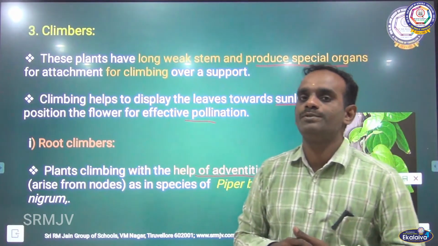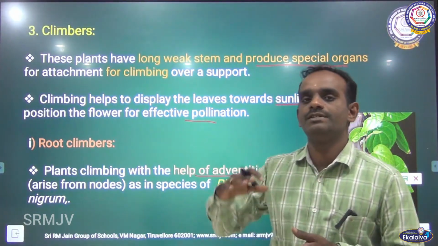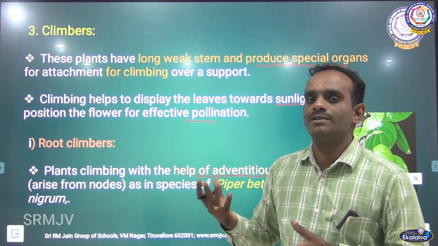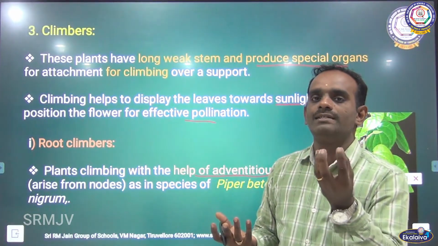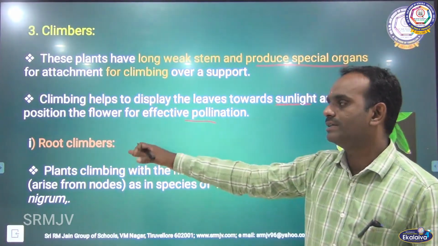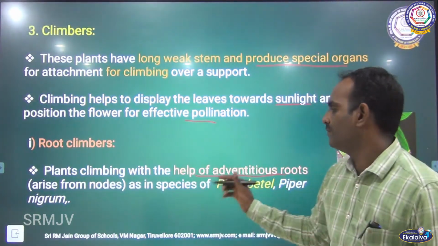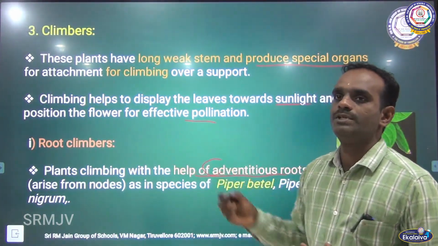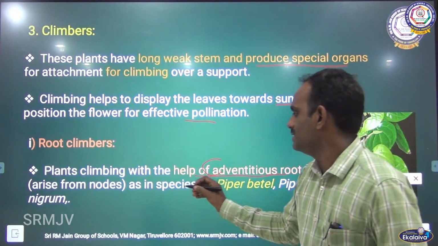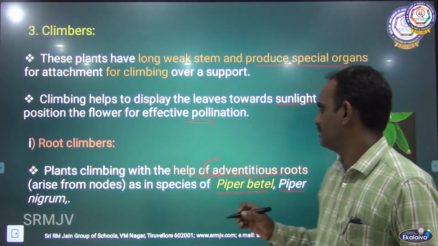Roots are of two types, you know very well. One is taproot and another one is adventitious root. Adventitious root is also called a fibrous root. The root that arises at any part of the plant body is called the adventitious root. Now we are discussing root climbers. Here the plants climb with the help of roots. So they are said to be root climbers, as in species of Piper betel and Piper nigrum.